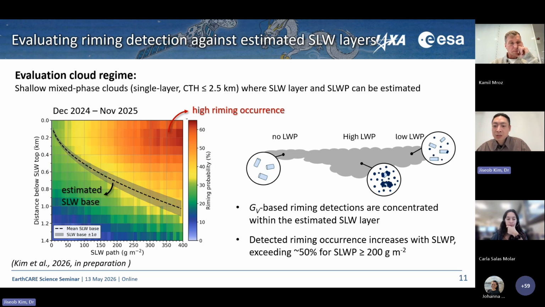200 is a bit large a value for shallow mixed phase cloud. Typically, the average value is close to here, 50. And in that environment, riming probability is only around 20%. This may mean the riming is actually not happening very often there, or that only weak riming is occurring, which is too weak for this method to detect. But overall, since riming efficiency is generally related to liquid water paths, I think this is still a pretty reasonable result.